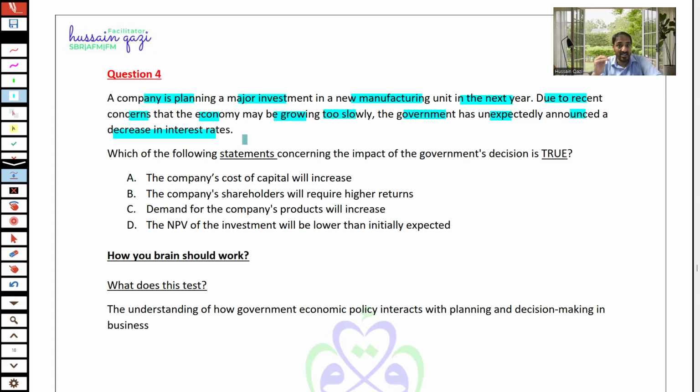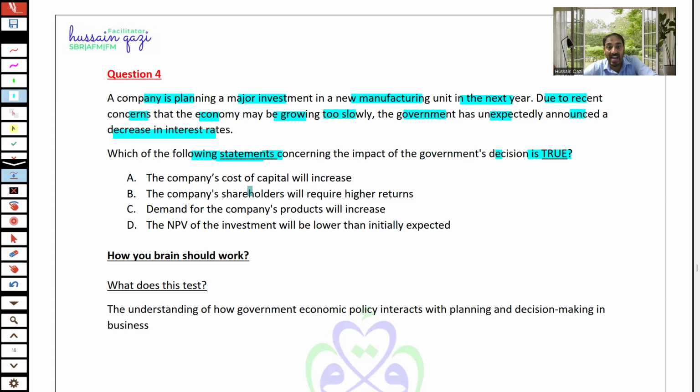Now the phrase being tested here: which of the following statements concerning the impact of the government's decision is true? Very carefully, your brain should work in this manner. Financial management function and environment, number one. Second point, here the case about interest rate. And third, you need to identify which statement is true. Now come on.